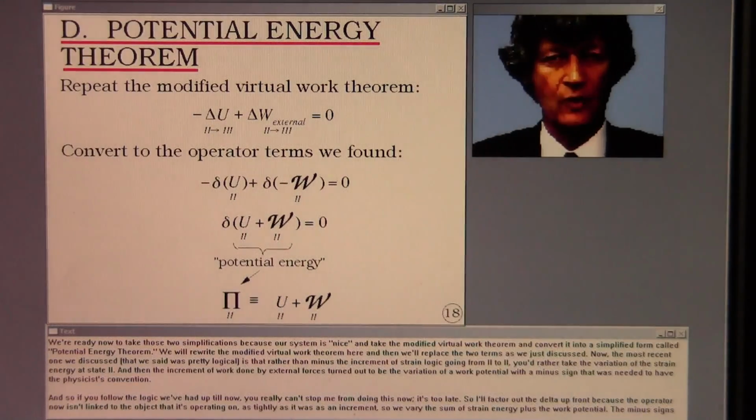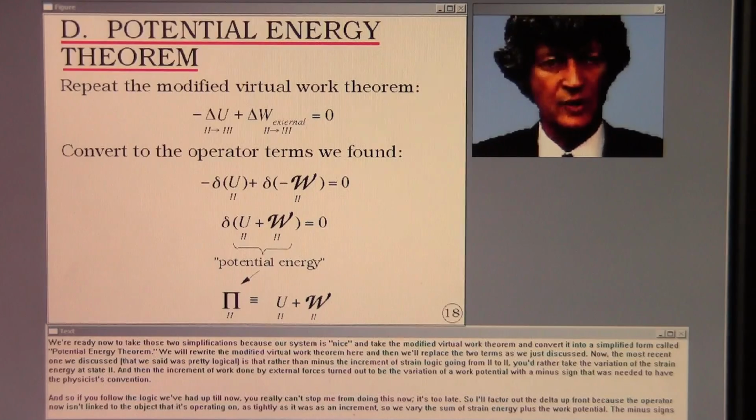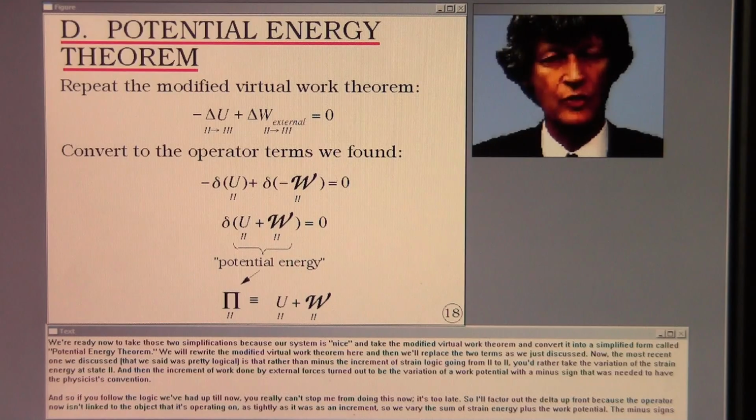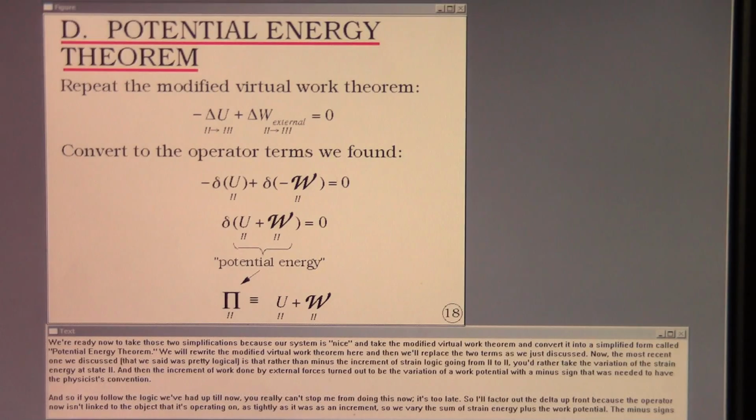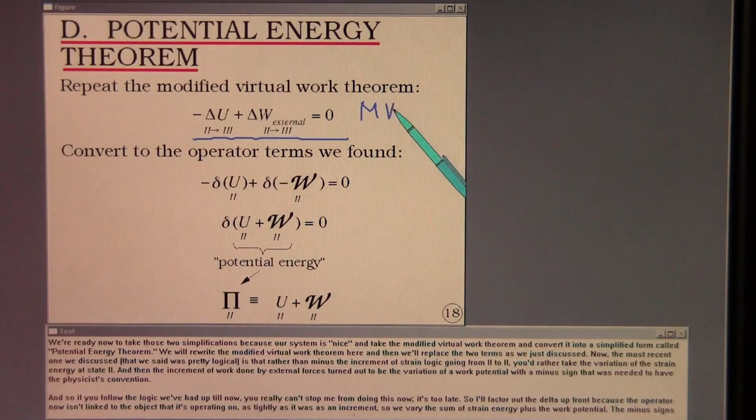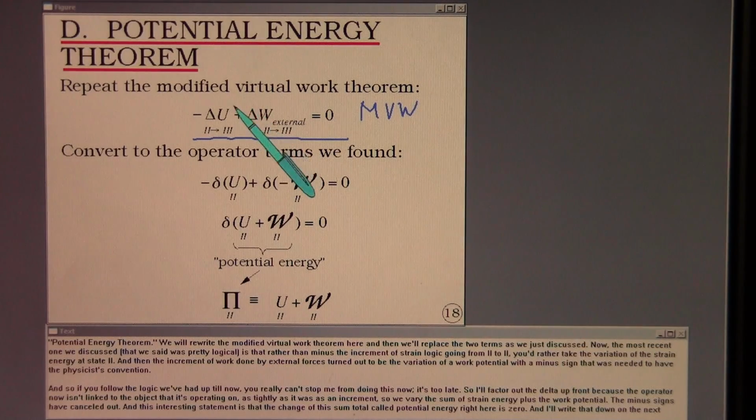We're ready now to take those 2 simplifications, because our system is nice, and take the modified virtual work theorem and convert it into a simplified form called potential energy theorem. We will rewrite the modified virtual work theorem here, and then we'll replace the 2 terms as we just discussed. Now, the most recent one we discussed that we said was pretty logical is that rather than minus the increment of strain energy going from 2 to 3, you'd rather take the variation of the strain energy at state 2.